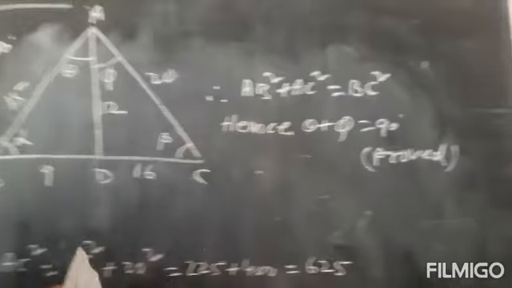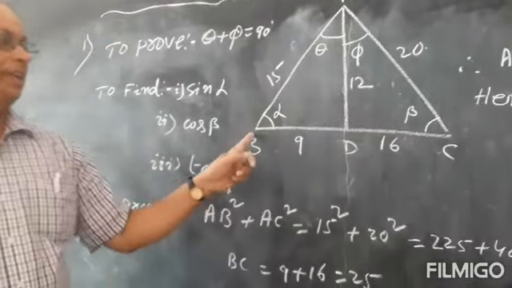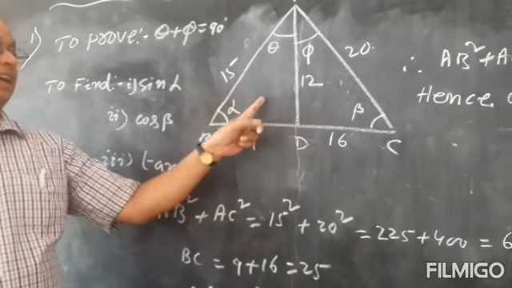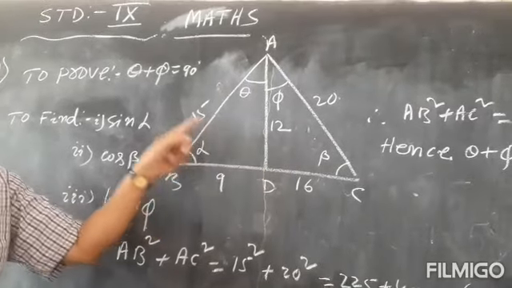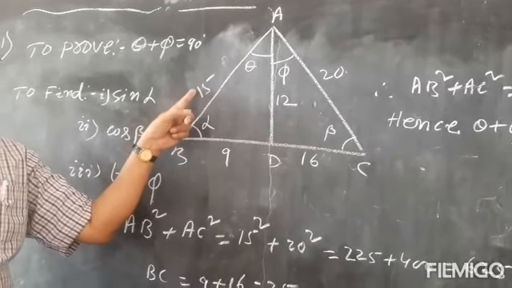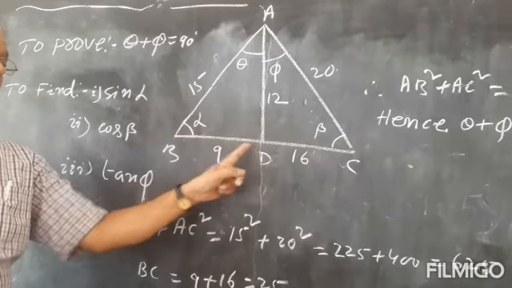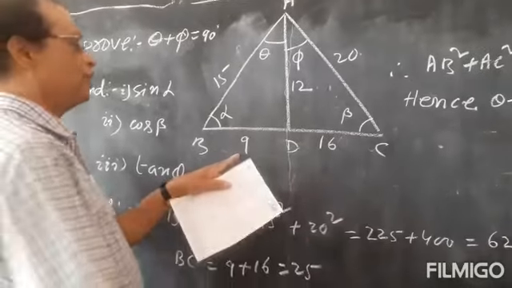Then you are asked to find two more right angle triangles in this triangle ABC. Now children, look at this triangle ABD. In this, AB is 15 given. 15 square is how much? 225. Now BD is 9. 9 square is how much? 81. 9 square is 81.